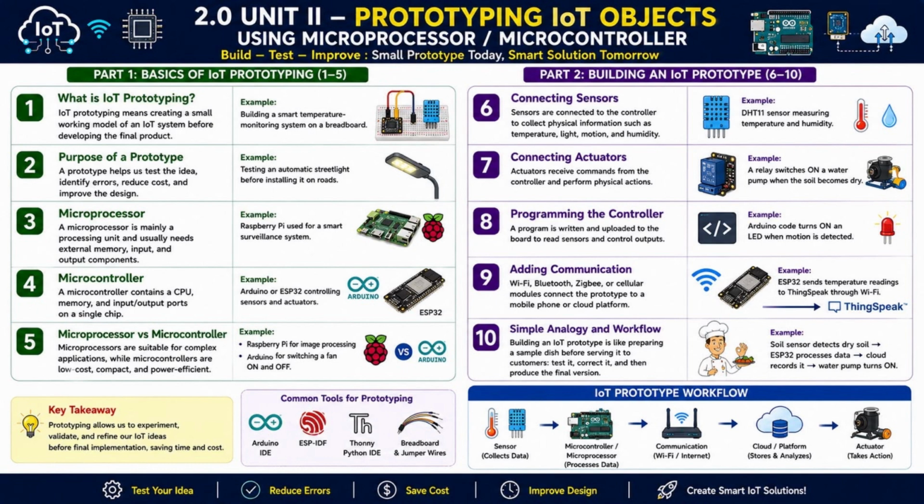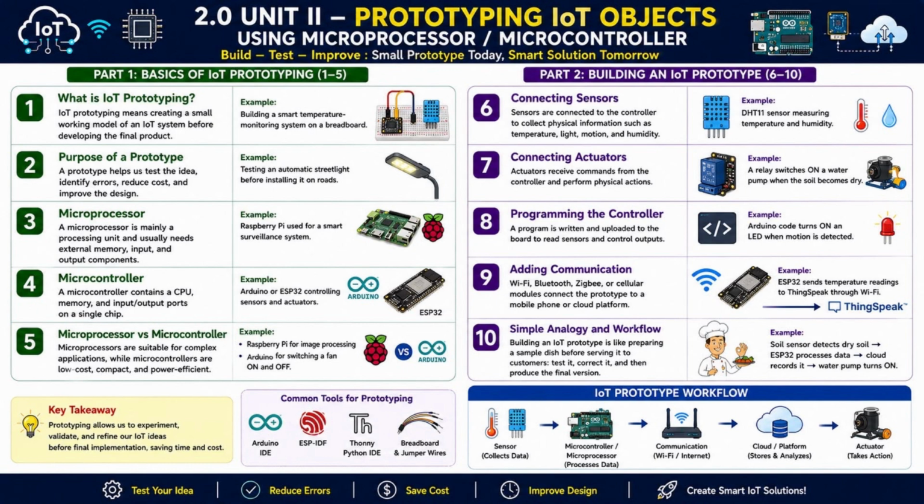Next, eighth point, programming the controller. A software engineer writes a program and uploads it to the board to read sensor information and control outputs. For that purpose, programming is necessary. Example: Arduino code turns on an LED whenever motion is detected. A moving object's motion is detected.